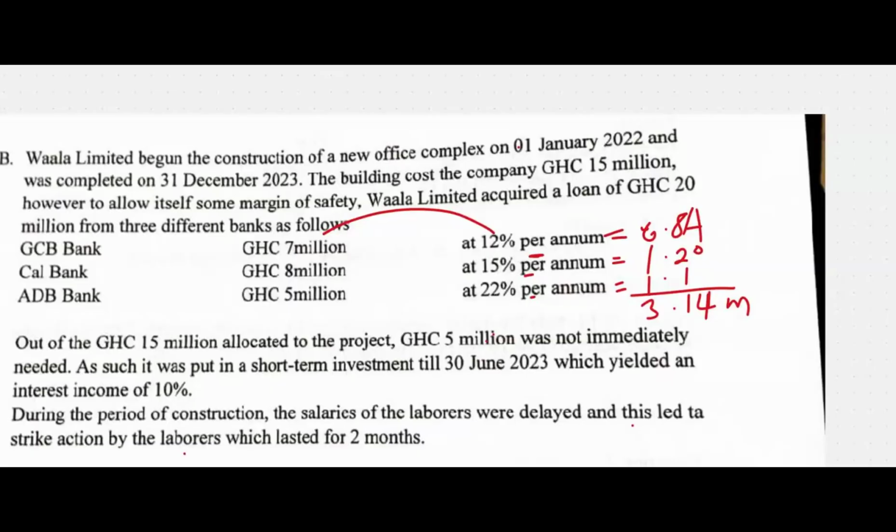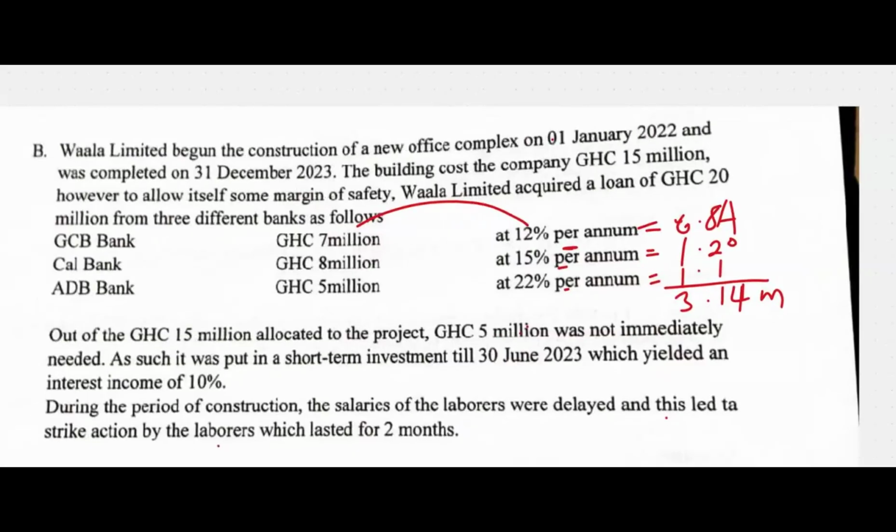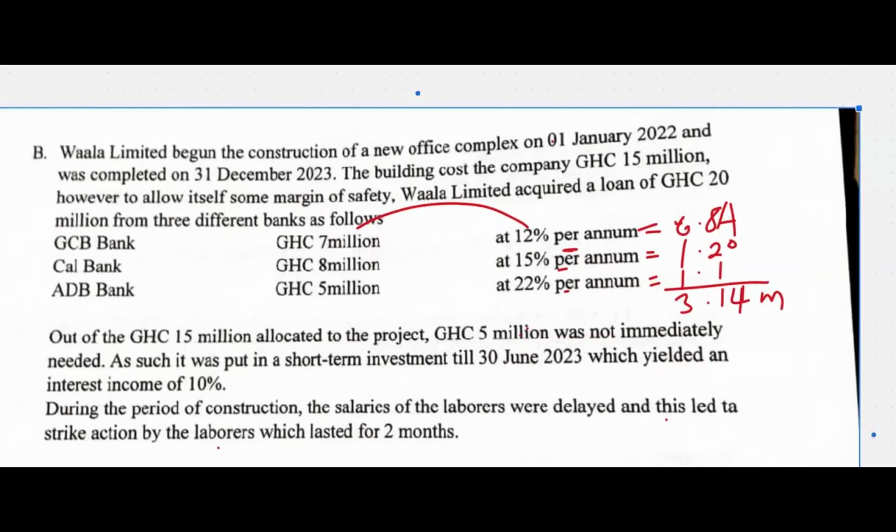Okay. So now let's see. It's supposed to be 750,000. So yes, it's correct. 0.75 is correct, 750,000. So it says, while we began construction of a new office building on 12 January and it was completed, the revenue cost of the company 50 million. However, to allow itself some margins, Wala Limited acquired a loan of 20 million.